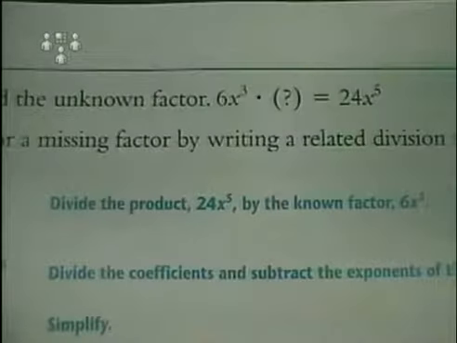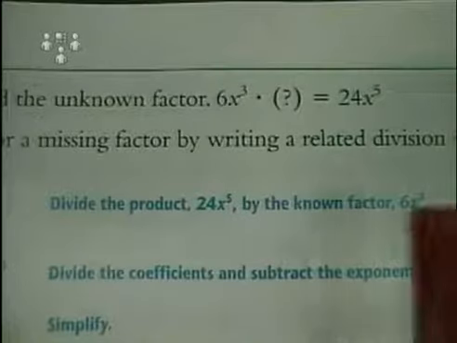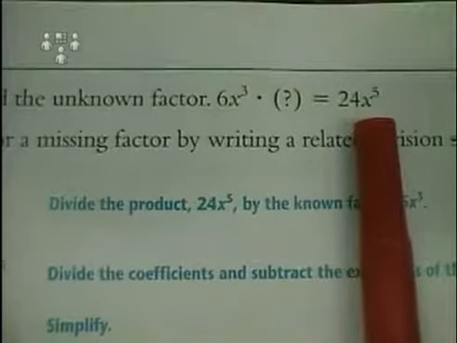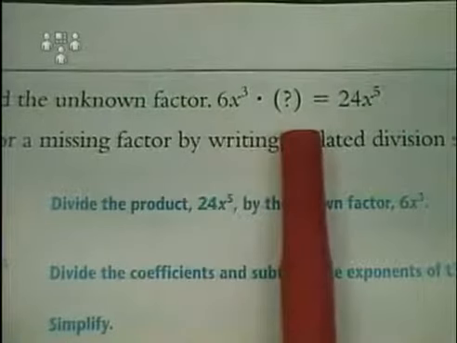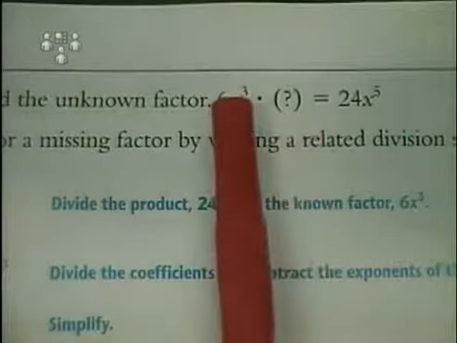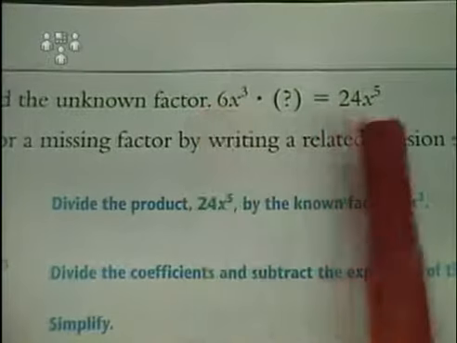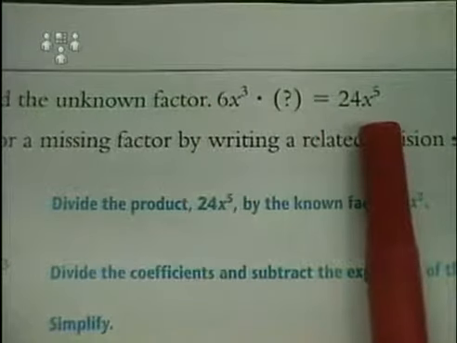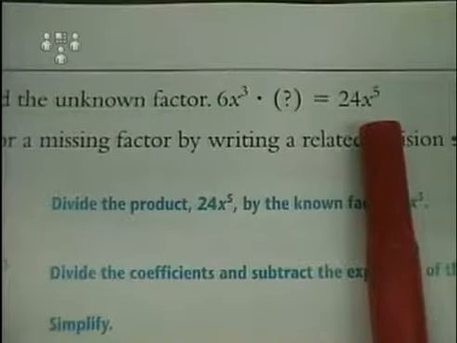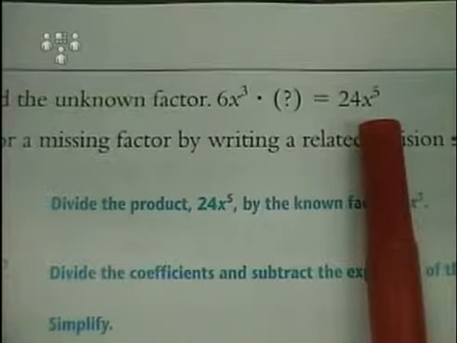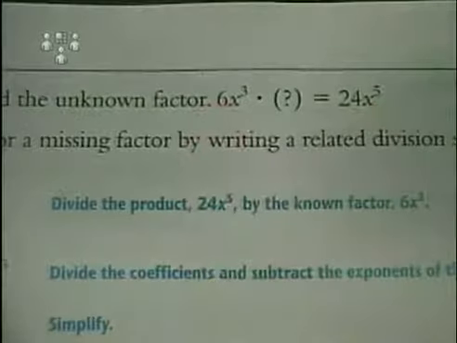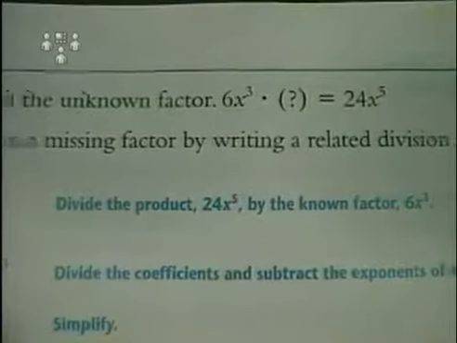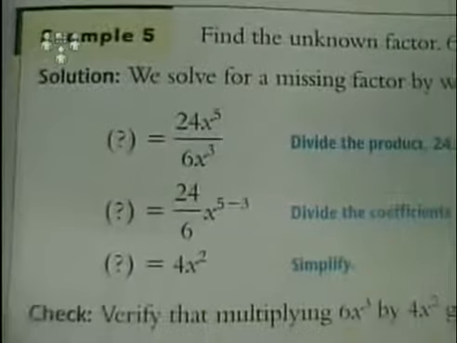And there we see that we have a product of 24x to the 5th. One of the factors is 6x cubed. You want to find the other one. Well, one way of doing it is just divide 6x to the 3rd into what? 24x to the 5th. And is it reasonable to say that you can see 4x squared without pushing it? Or you could put the 24x to the 5th over the 6x cubed. And that's exactly what's done here in the solution.